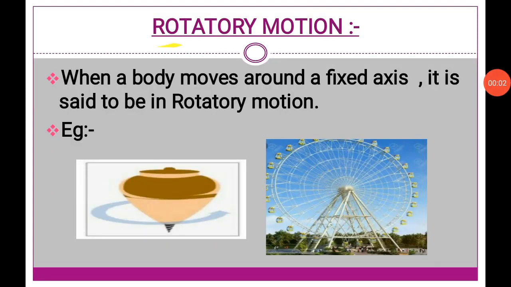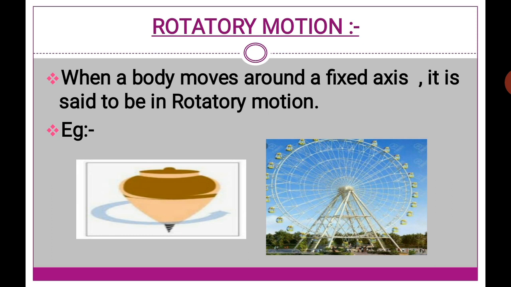Now next we will see rotatory motion. When a body moves around a fixed axis, it is said to be in rotatory motion. That means when an object is moving around any fixed axis, then we will say that the body is in rotatory motion. For example, the spinning of the top. So this top is also having an axis in the middle about which the top is rotating. So this is an example of rotatory motion.